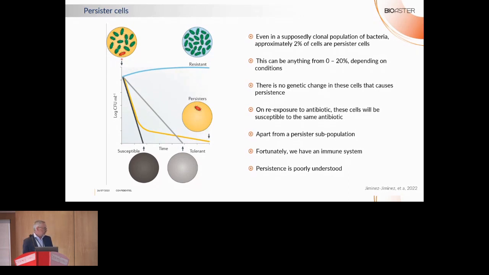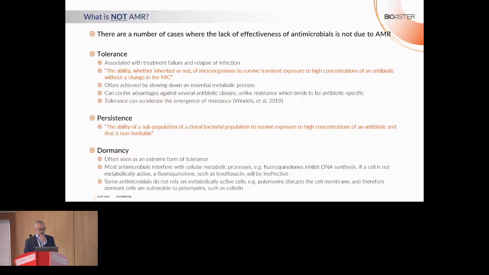Finally, dormancy. This is often seen as an extreme form of tolerance. So most antimicrobials interfere with cellular metabolic processes. For example, fluoroquinolones interfere with DNA synthesis. If a cell's not metabolically active, the antimicrobial will be ineffective. Some antibiotics, however, don't rely on metabolically active cells. For example, polymyxins such as colistin disrupt the cell membrane, and therefore dormant cells are susceptible to these antibiotics.